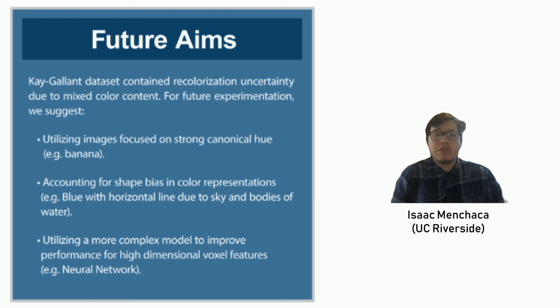Most importantly, due to the high measure of features and complexity of predicting color from voxels, we suggest a more complex model should be explored, such as a neural network, to decode the color representations from high dimensional features.